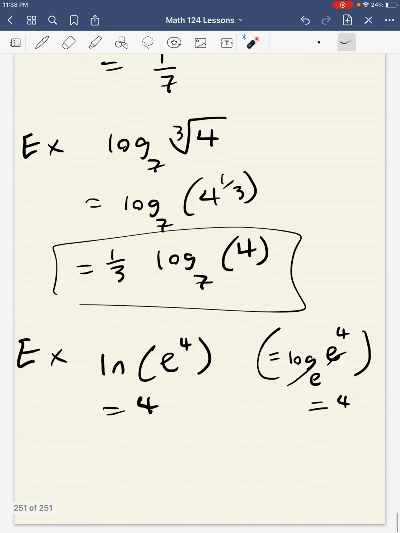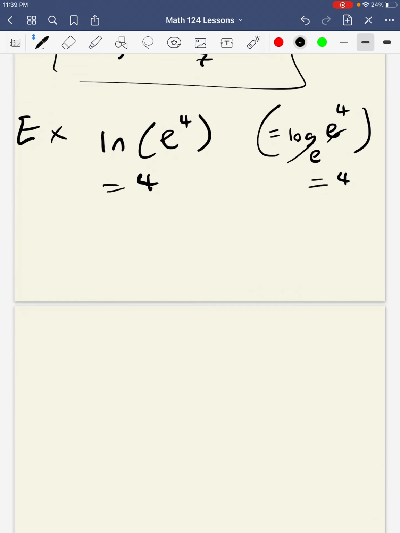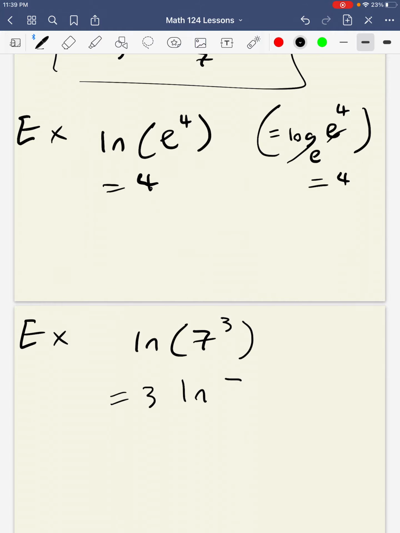At the same bases. Okay, but what if the bases were not the same? So if we have natural log of 7, I don't know, 7 cubed. Well, you could simplify this by pulling the 3 out, and you have 3 times natural log of 7.